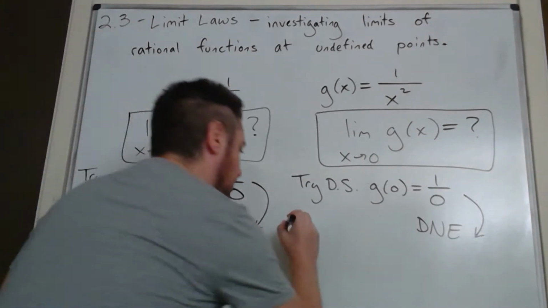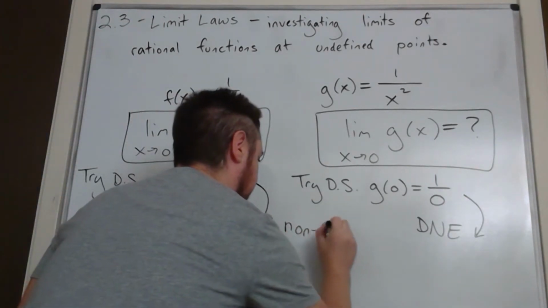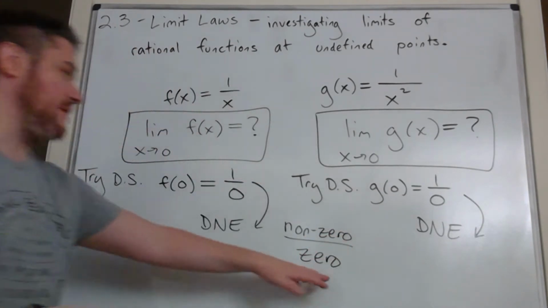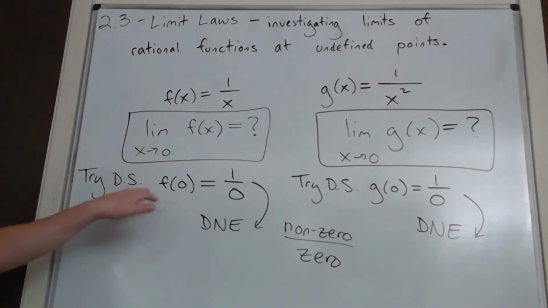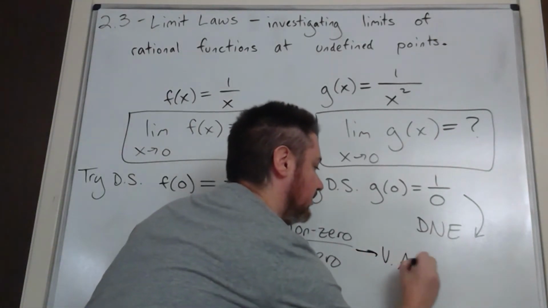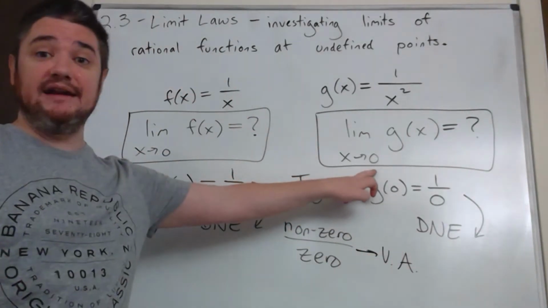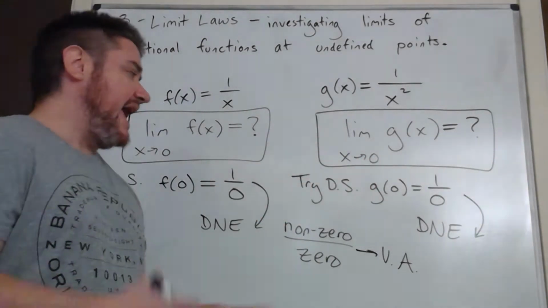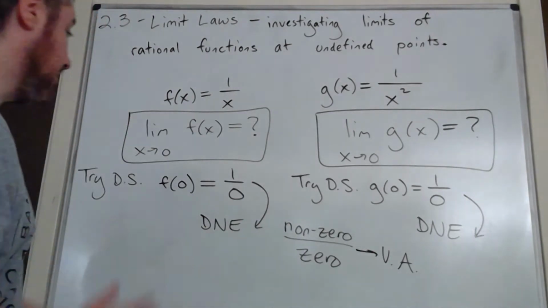Okay, so non-zero over 0, if you get that as a result of trying direct substitution, that indicates that you've got a vertical asymptote in the line x equals whatever value that was. So in this case, x equals 0. Okay, and we've looked at both of these examples before.